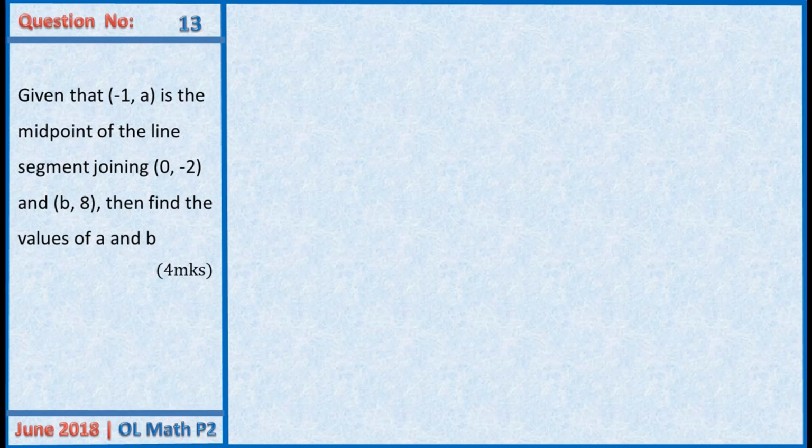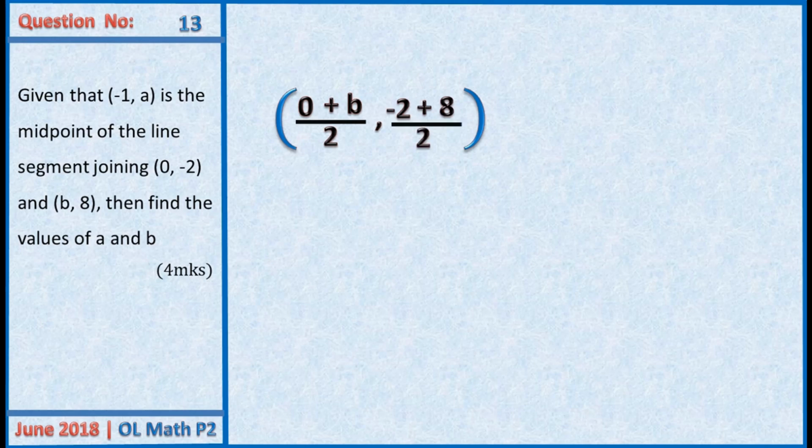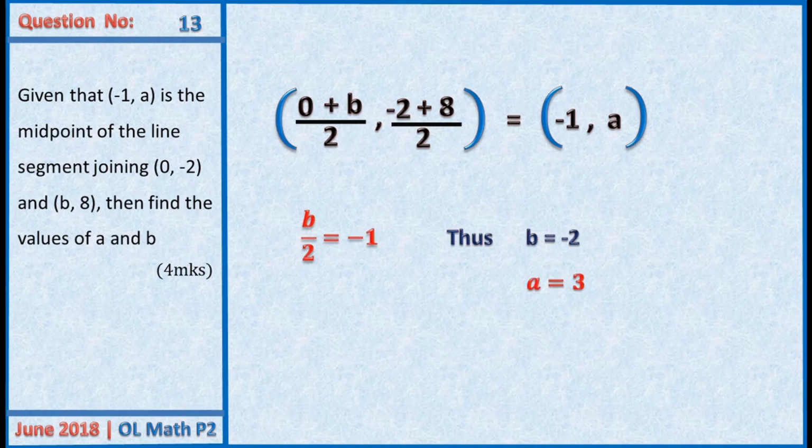So this brings us to coordinate geometry and in particular midpoints. For the midpoint, we have 0 plus b, that is adding the x values, all over 2, taking the average, comma, the y values, -2 plus 8, all over 2, should be equal to the midpoint that has been given, which is (-1, a). When we equate components, we have b over 2 equal to -1, giving us b equal to -2, and a will be equal to 3. Those are the values of a and b.